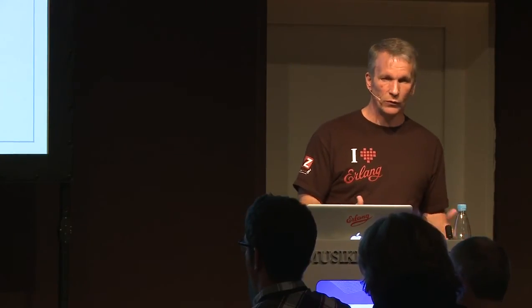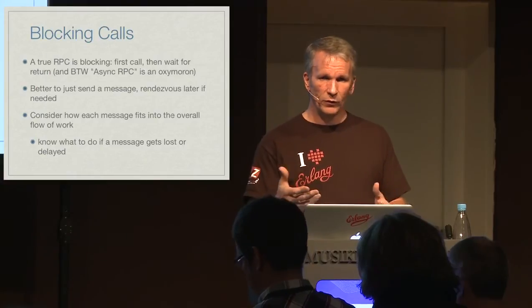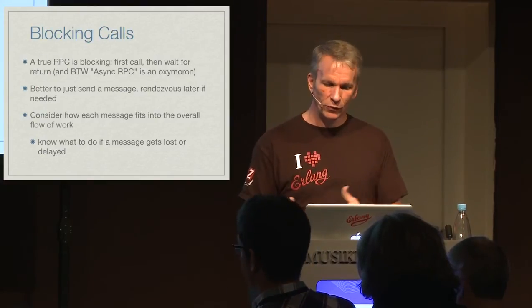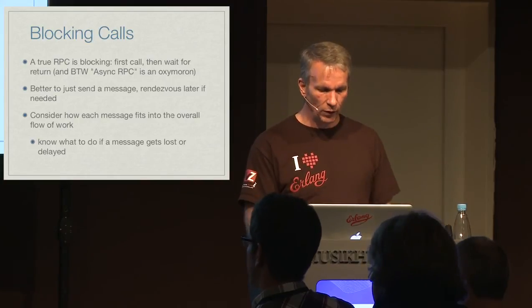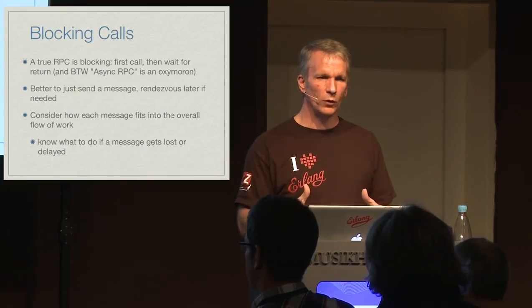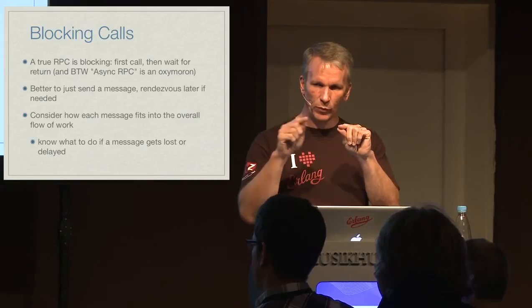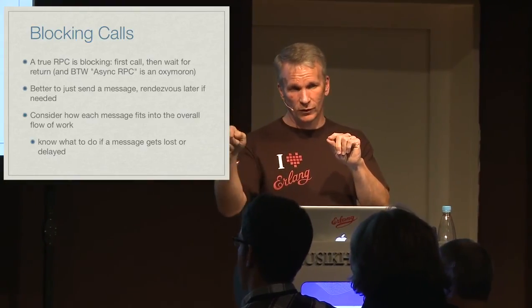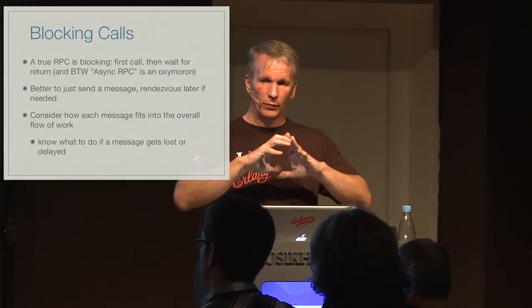A lot of systems today just use messaging. So you send a message. Later, if you need something coming back from the service to which you sent the message, you rendezvous and you find the reply. You consider how messages fit the overall flow of work. Rather than just focusing on these point-to-point calls, like, oh, this service needs this, so it needs to call that one and get this back, I think today people are a lot more focused on the bigger picture, and they think more about message flows through the system and how to deal with those things. In the sense of what happens if a message gets lost, what happens if a message gets delayed, what are the consequences for the overall system? And people have learned how to deal with those kinds of issues.